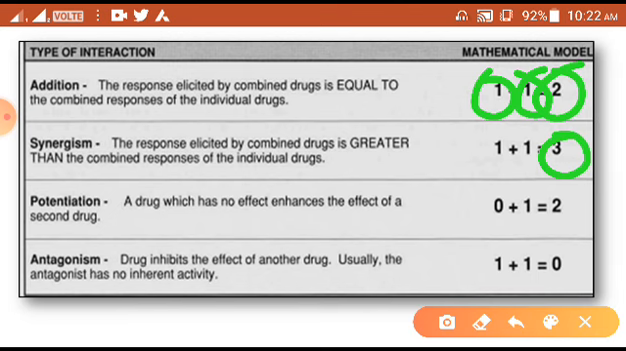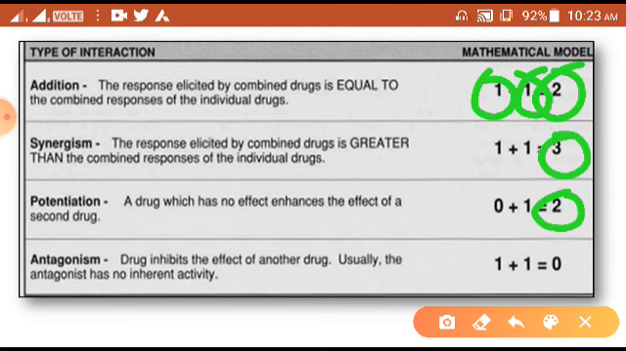Potentiation is when a drug which has no effect enhances the effect of a second drug. Like you have combined two drugs together, A and B. Maybe drug A has no effect and drug B has the effect, but you have added A with B because A helps B get the response. So here you can see 0 plus 1 is equal to 2, meaning the first drug has no effect, but once added with the other drug, it produces 2, right? So one drug that has no effect enhances the effect of the second drug.